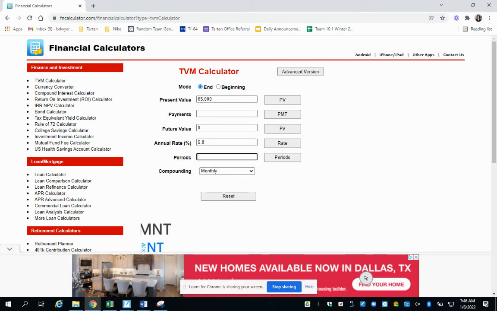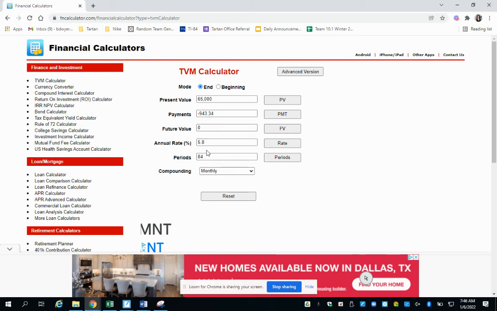So I would do 7 times 12 here. Okay, so 7 times 12 is what, 84? Because you pay this monthly. Okay, so you pay your loan payments back monthly for 7 years. So now you would just hit this payment and it'll calculate what your monthly payment would be. So this one's $943 for 7 years.